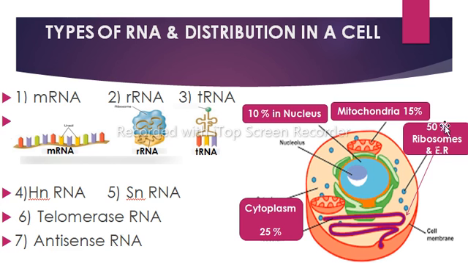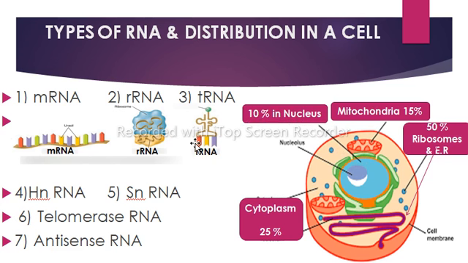In the cell, about 50% of RNA is distributed on ribosomes and endoplasmic reticulum. 25% is distributed in the cytoplasm, 15% is distributed in mitochondria, and 10% is distributed in the nucleus.